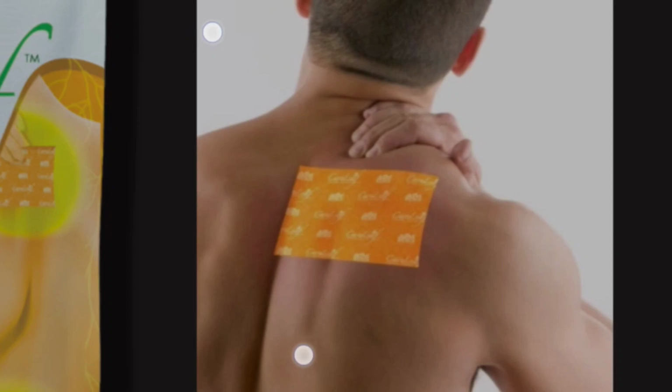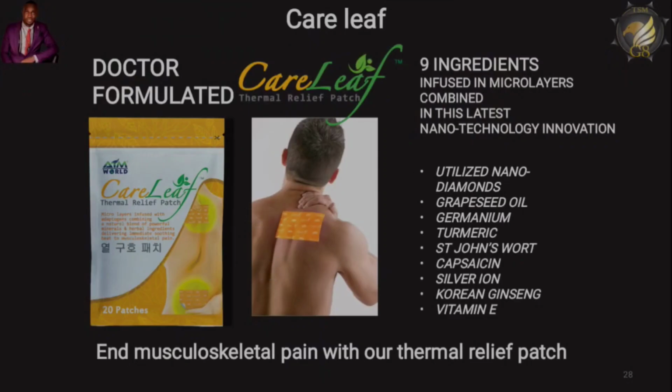You see that one that he is putting on his back? That is now the small patch. Once you use that patch, you are able to relieve musculoskeletal pain. This product is very good for helping you relieve this type of pain, musculoskeletal pain, pain in your joints, arthritis pain, pain as a result of excess physical activity, also back pain. So it is very good for that.